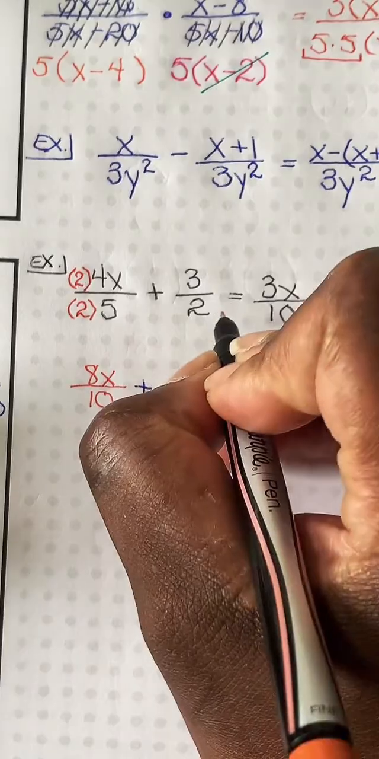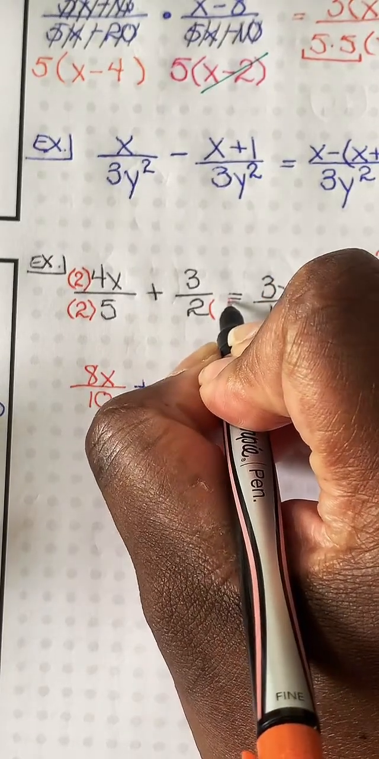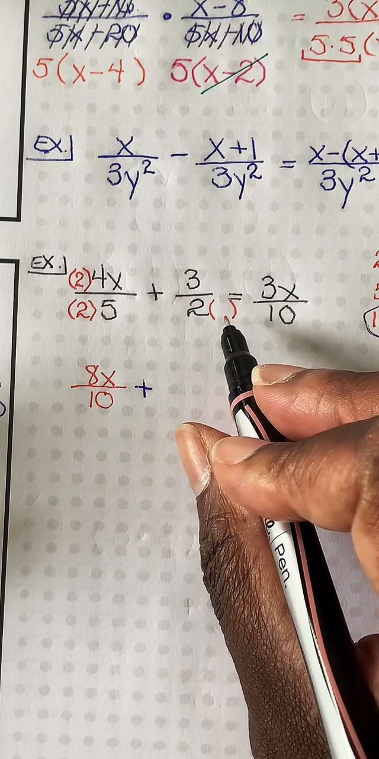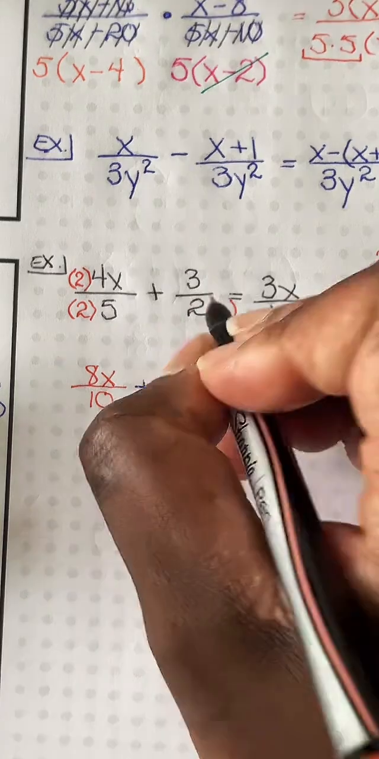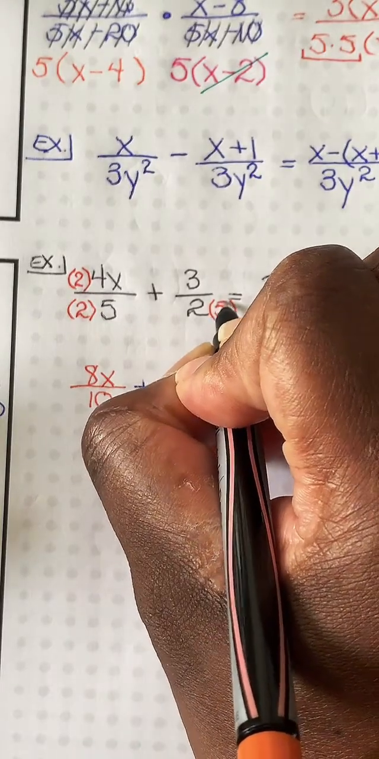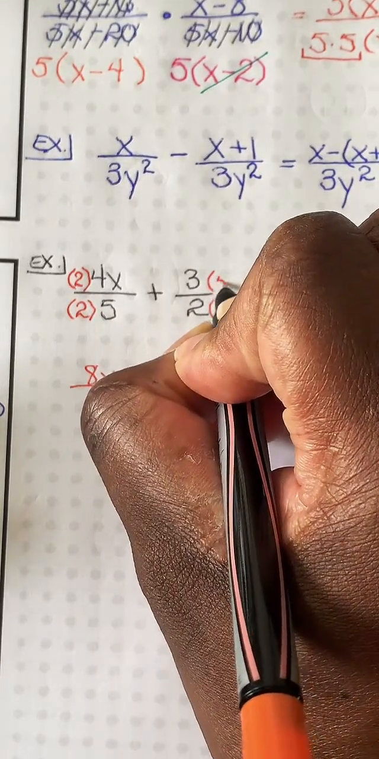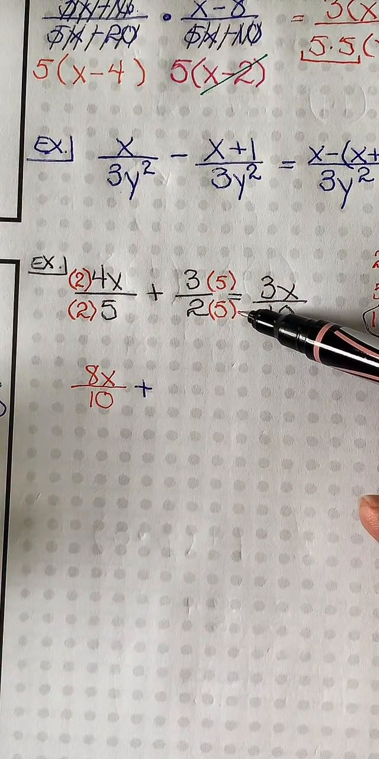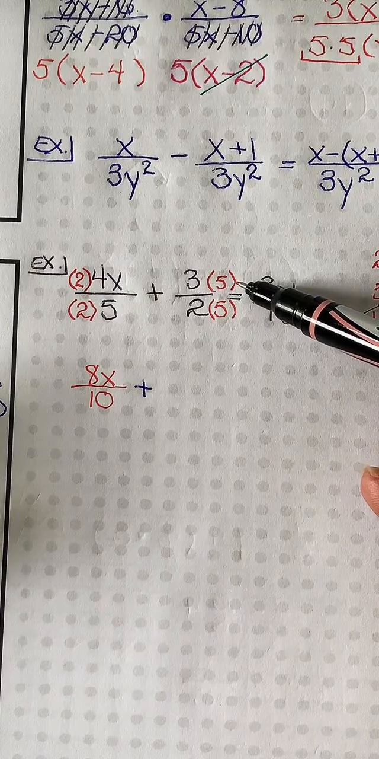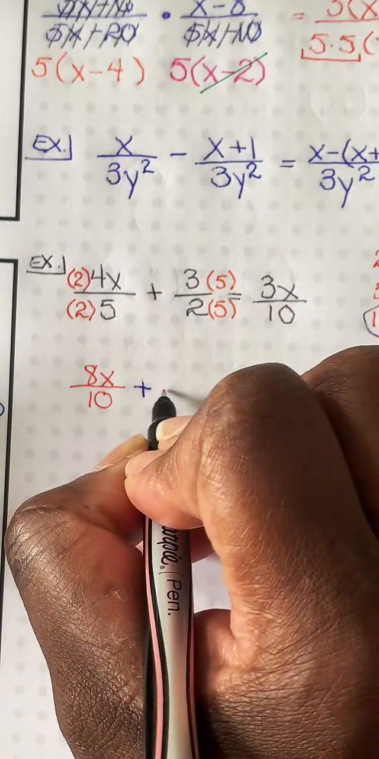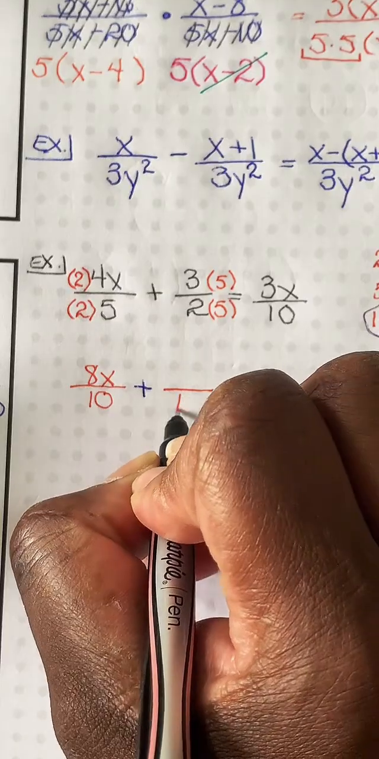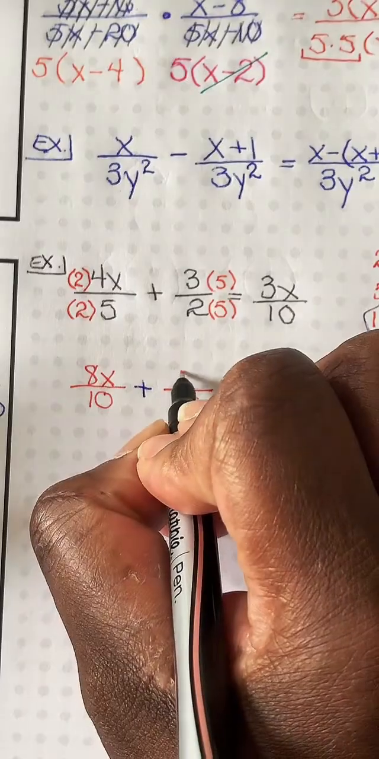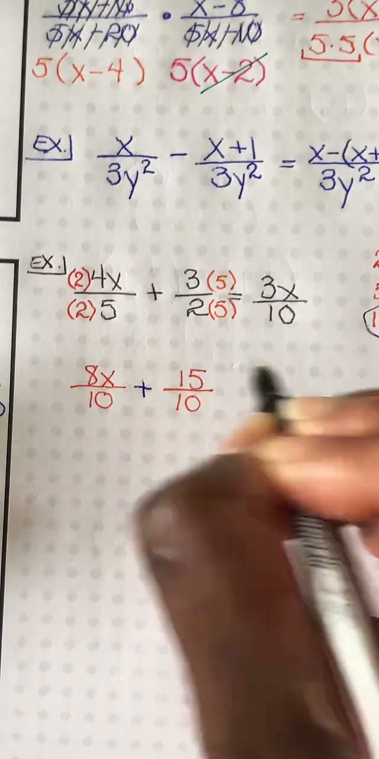Now for the next ratio, I need to change this 2 to a 10. What do I multiply it by? There you go. I multiply this by 5. Thank you, Pog. So that's 5, and that's 5. Whatever I do in the denominator, I have to do in the numerator. So now my denominator for the second ratio is also going to be 10, but 3 times 5 gives me 15.